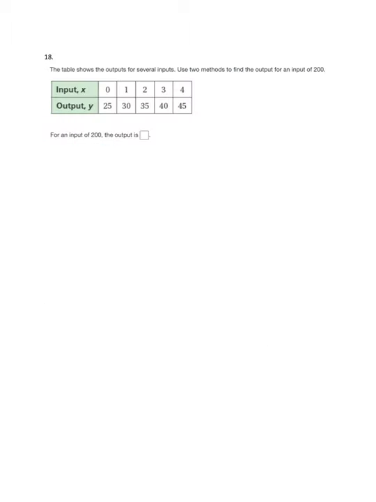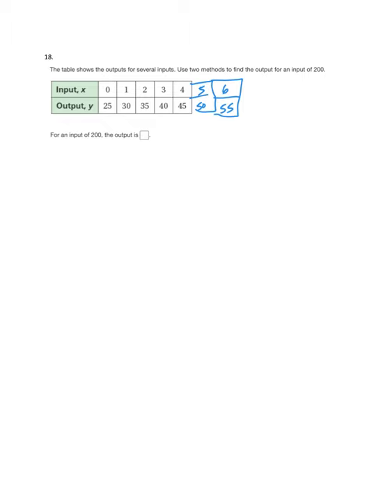Okay, and then number 18 has this table. It shows the outputs for several inputs. We want to figure out what's the output for an input of 200. So we could certainly expand this table and keep going till we get to an input of 200. I don't know about you, but I don't have the time to do that. So I'm going to look for another method here.